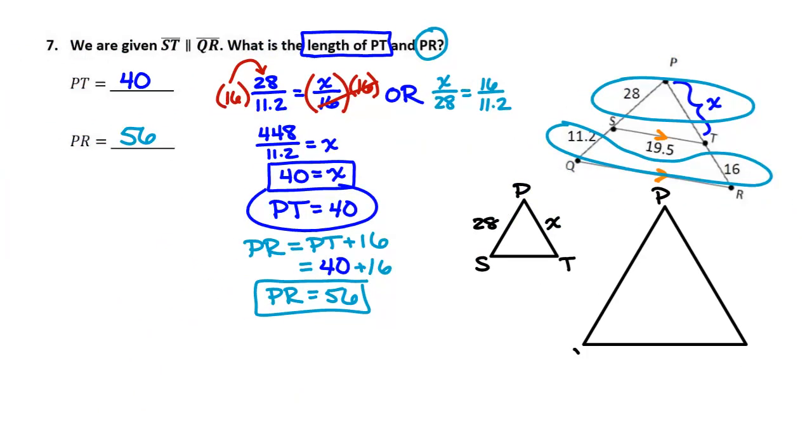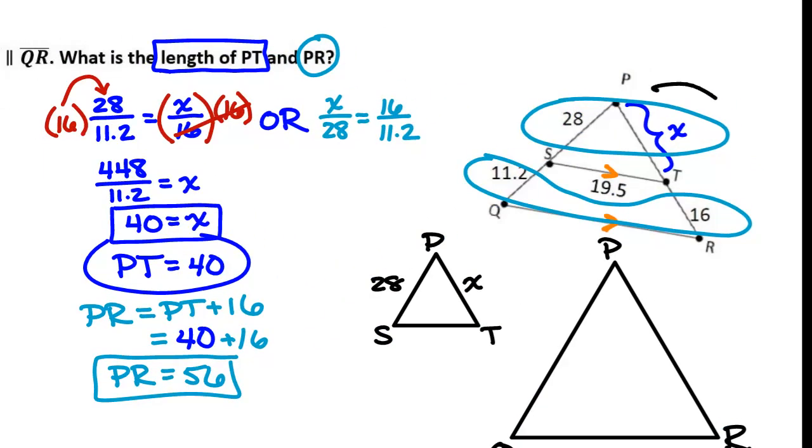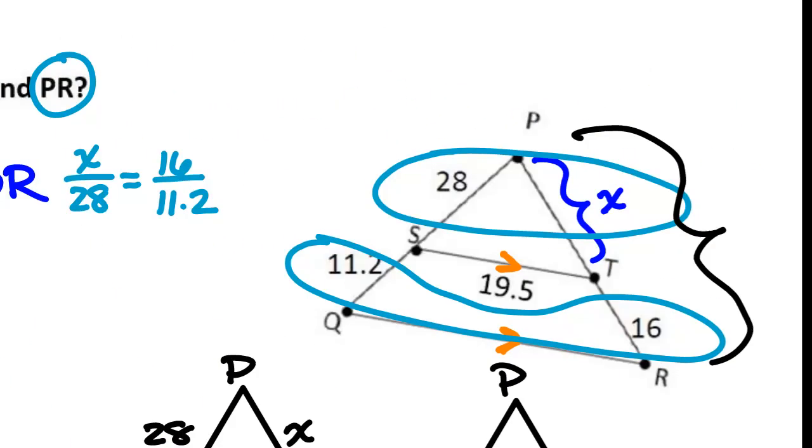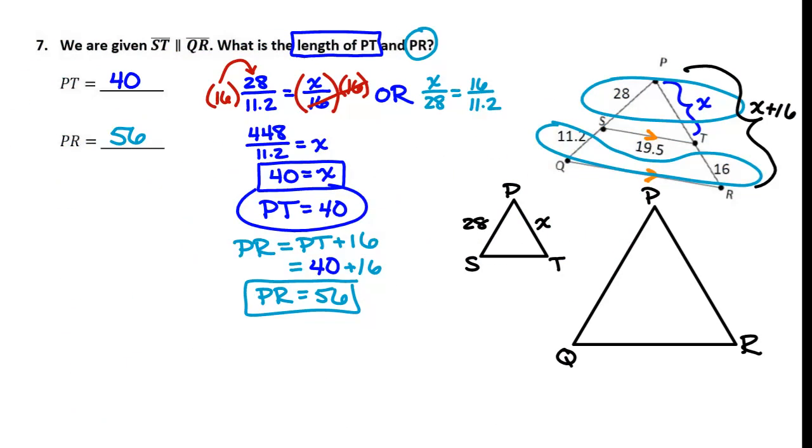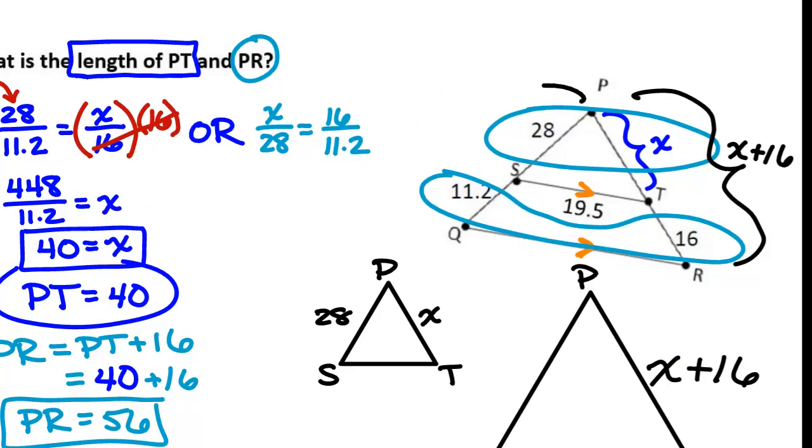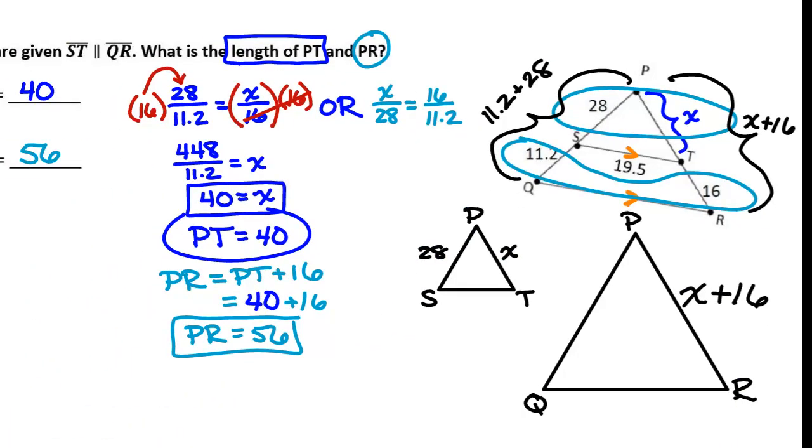The larger triangle, I have to make sure to do some addition here. This entire side is the x and the 16 added together. That's exactly what we did to find PR. And then to find this entire side, I would have to add 11.2 and 28 together. So that would give me 39.2.